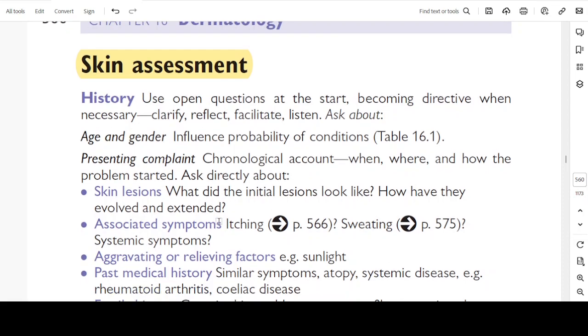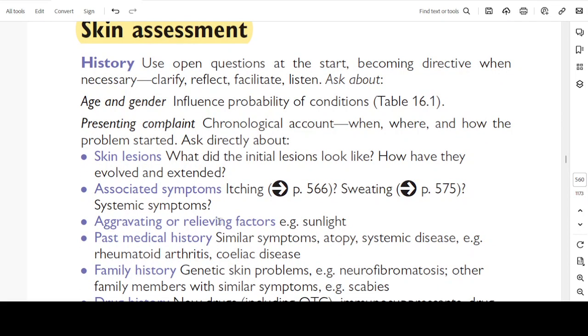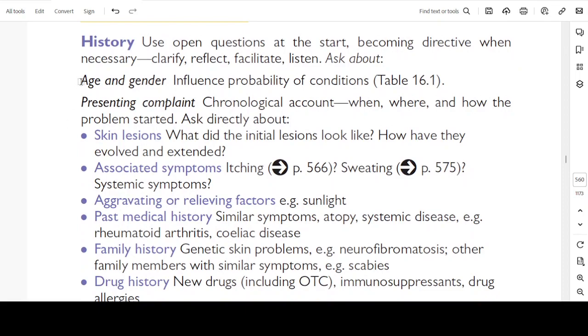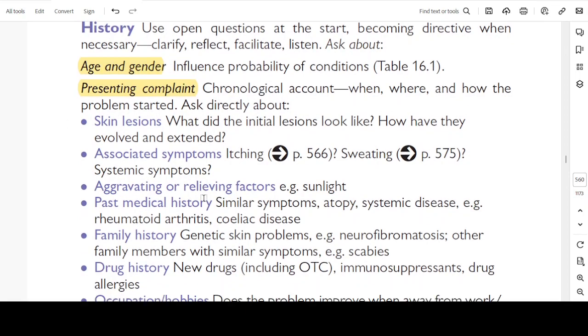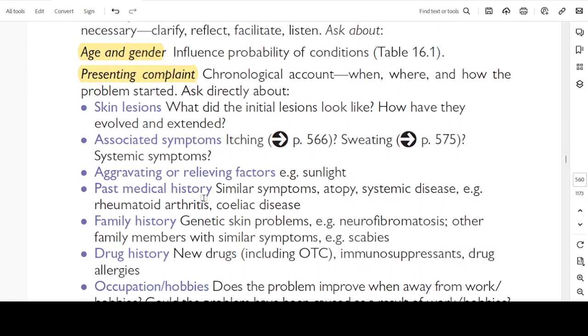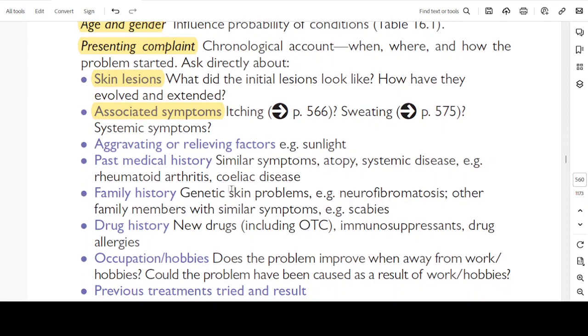Ask about the age and gender, because age and gender influence the probability of conditions. Presenting complaint: chronological account, when, where, how the problem has started. Ask directly about the skin lesions. What did the initial lesions look like? How have they evolved and extended? Associated symptoms: whether it's associated with itching, sweating, systemic symptoms, aggravating or relieving factors, example sunlight.